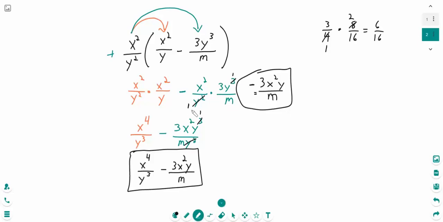So we could have cross-canceled in the multiplication process here, or we could have cross-canceled at the end and just looked for any common factors in the numerator and the denominator and canceled those out then, all right? So hopefully that makes sense. Either way is acceptable, all right? Let's try another one here.